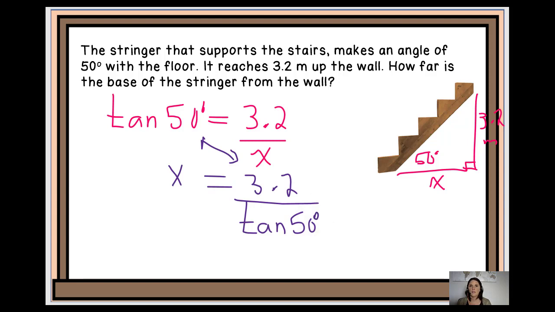Okay, so go ahead and plug in your calculator, 3.2 divided by tan 50. And we're going to round to 1 decimal point. Go ahead. Okay, so the value for X is 2.7 meters.